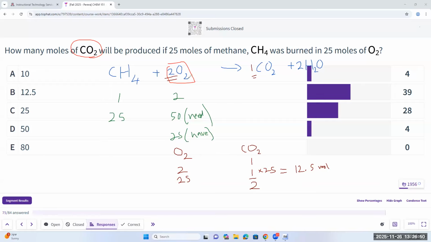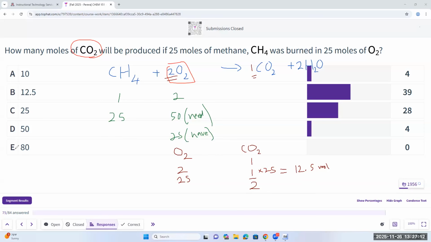So once we have the limiting reactant, we look at the relationship between the limiting reactant and what they're asking, which is carbon dioxide. With 2 moles, I'm going to get 1 mole of carbon dioxide. Therefore, with 25 moles, I'm going to get half of that, which is 12.5 moles of carbon dioxide. That's it. So let's think about the other way now.